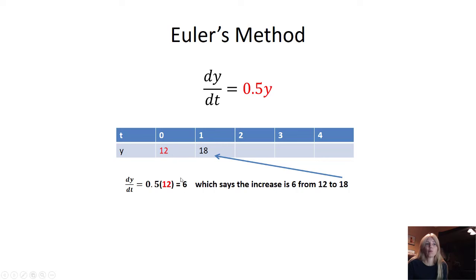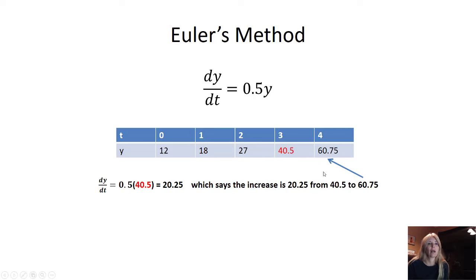That tells me my rate from 0 to 1 is going to be a rate of 6. So 12 plus 6, I get 18. I go to my next one. I can plug in y equals 18. I'm taking half of 18. I get 9. 9 plus 18 is 27. And I continue to do this until I can fill up my table. So as you're going to see, if you cannot figure out a solution to the differential equation, you can plug in and do this update based on the value of my function.